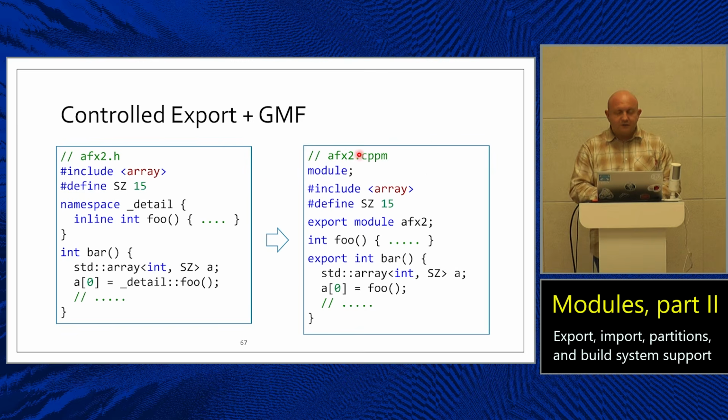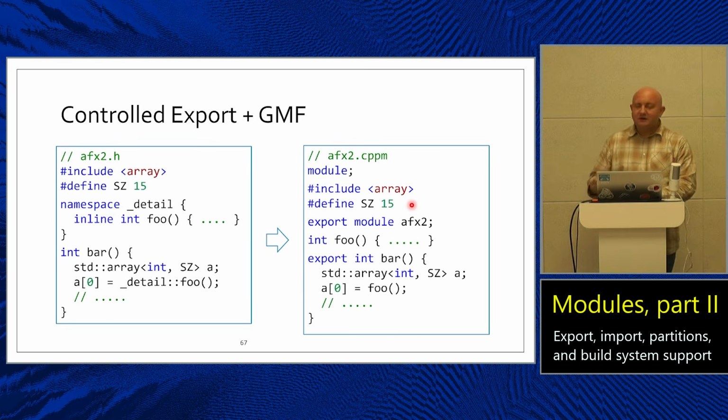And you can keep your include array or even your define size to be 15 right where they belong without polluting the exported interface. It's the clean, language level way to deal with legacy code. We finally have a mechanism to isolate it, keep it visible where it's needed, and invisible everywhere else.